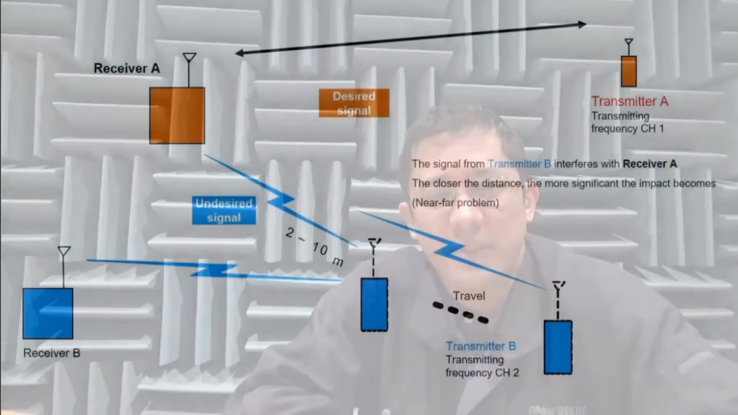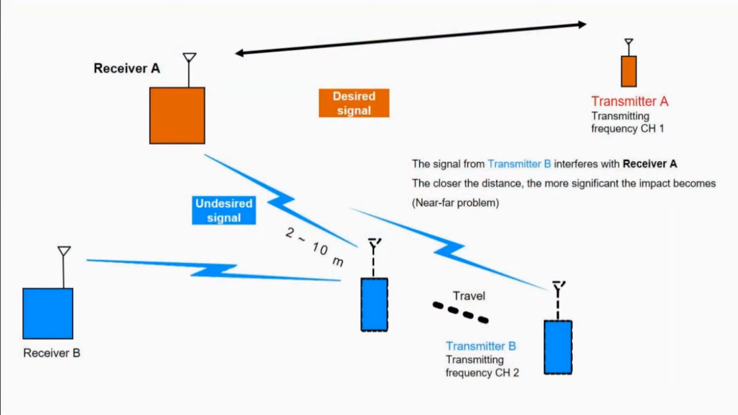Our receiver modules fall into receiver category 1 where applicable. By this, the receiver must not only receive the desired signal adequately, but also not have its receiving performance degraded by nearby undesired signals. We call this the near-far problem.